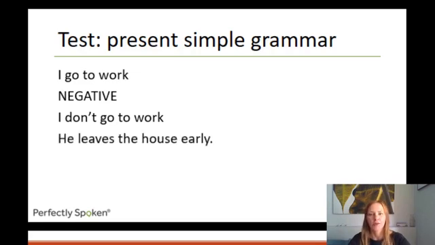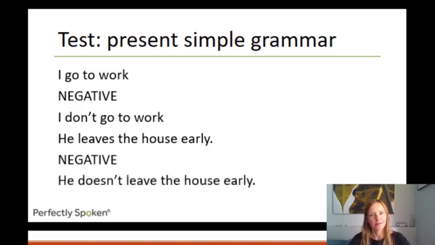He leaves the house early. Early, for example, at 6 o'clock in the morning. He leaves the house early. And the negative? He doesn't leave the house early. So we use the auxiliary verb to make the negative. Okay, but the auxiliary verb in third person.